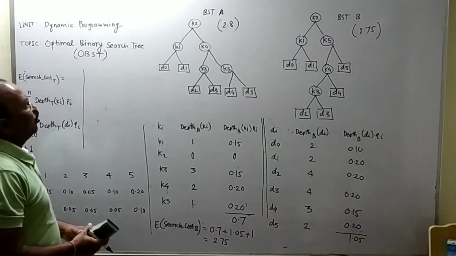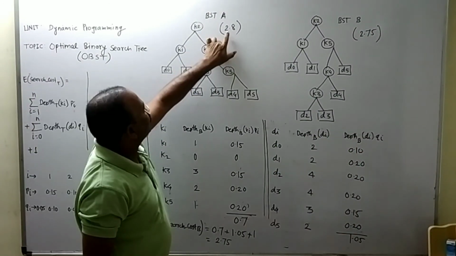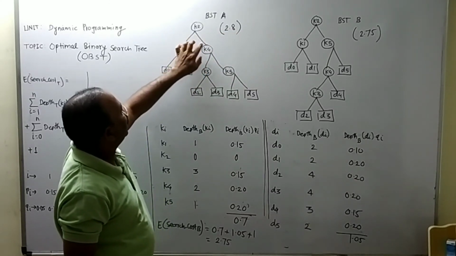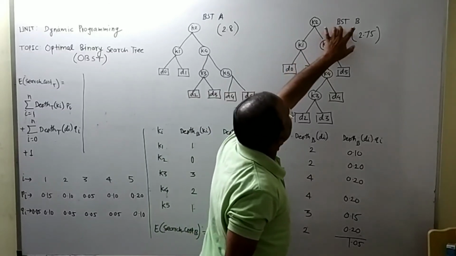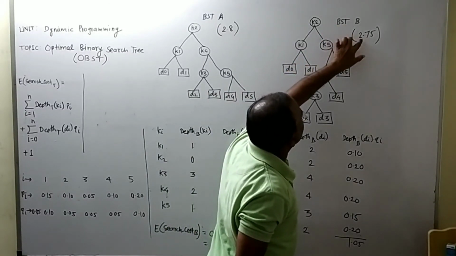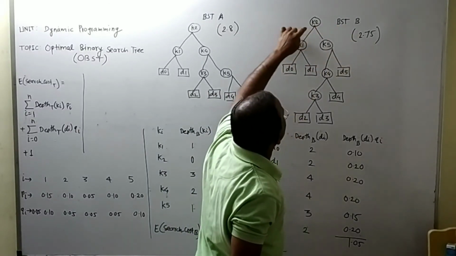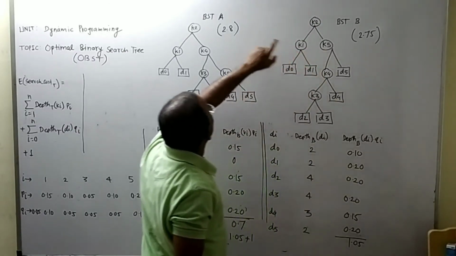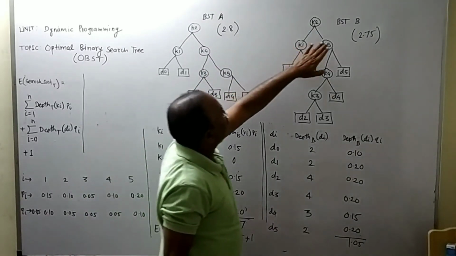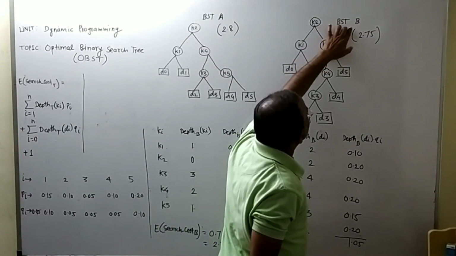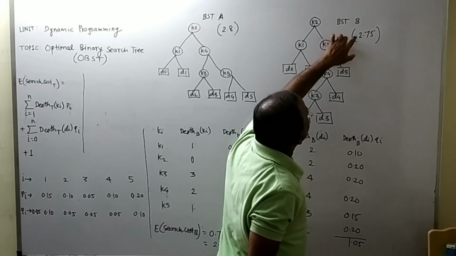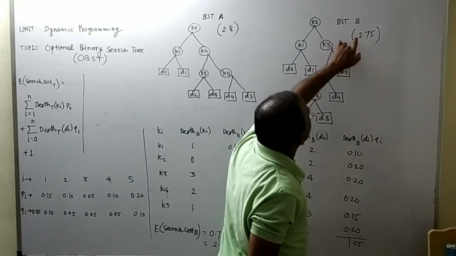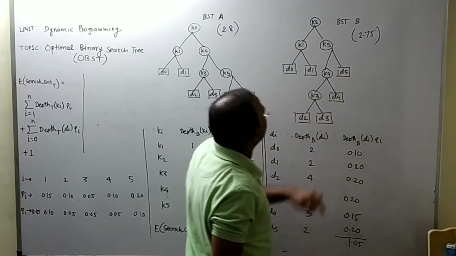Out of these two, BST-A has a cost of 2.8 for searching K1, K2, K3, K4 and K5, and BST-B has an expected searching cost of 2.75 for searching K1, K2, K3, K4, K5. Now out of this, BST-B is providing the minimum expected searching cost, that is 2.75. That's why BST-B will be the OBST.